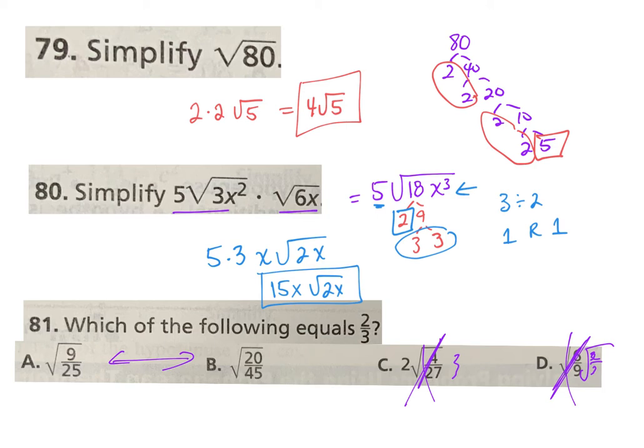9/25 actually has a perfect root. What's the perfect root of 9? And the perfect root of 25? That's not it. So how do we know that this one is it? We can reduce it first. What goes into 20 and 45? 5. Yeah, so divide top and bottom by 5. 20 divided by 5 is 4. 45 divided by 5 is 9. Those have perfect roots, which are 2 and 3. You should have gotten B here.